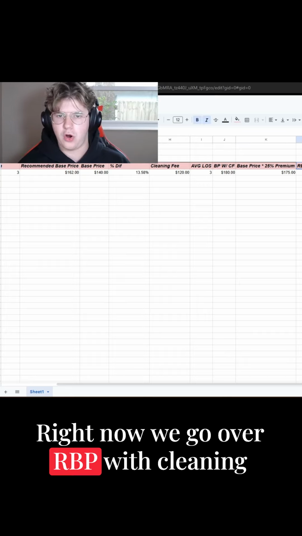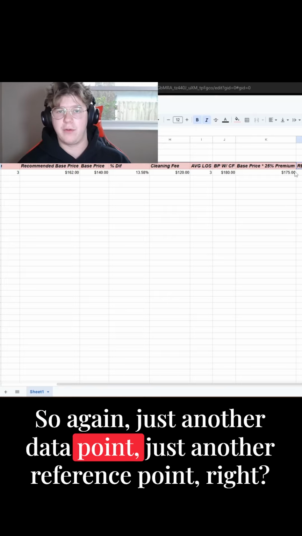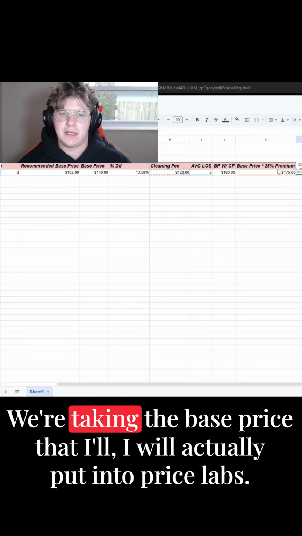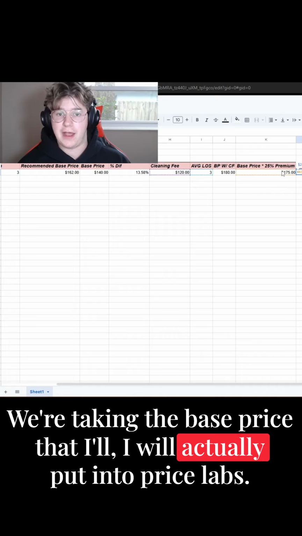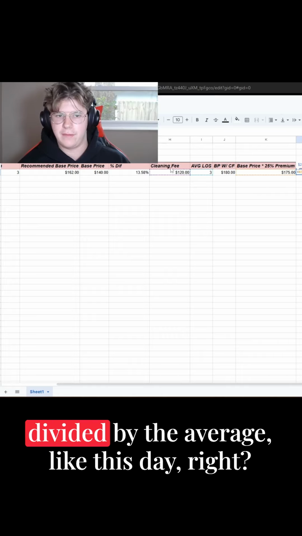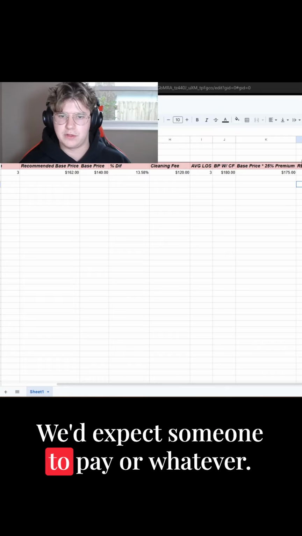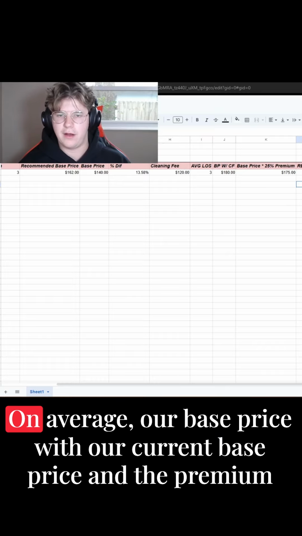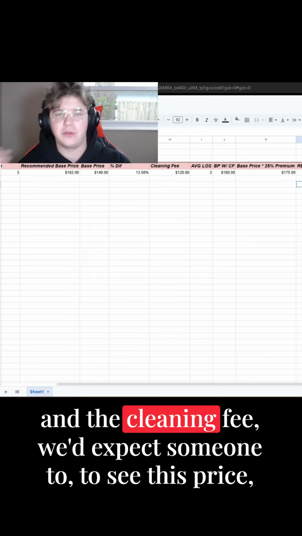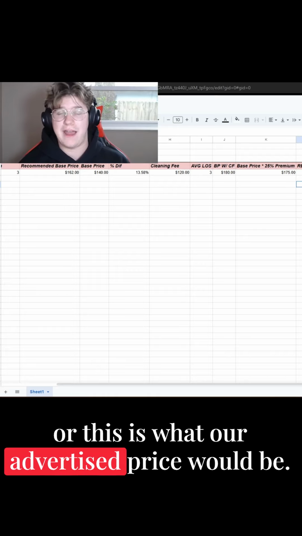Now we go over RBP with cleaning fee, so real base price with cleaning fee. Again, just another data point, another reference point. We're taking the base price that I will actually put into Price Labs, and adding the cleaning fee divided by the average length of stay. So on average, with our current base price, the premium and the cleaning fee, we'd expect someone to see this price, or this is what our advertised price would be.